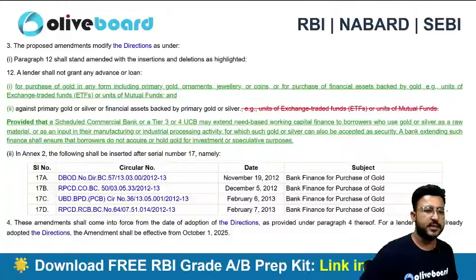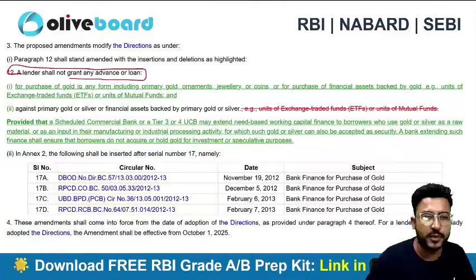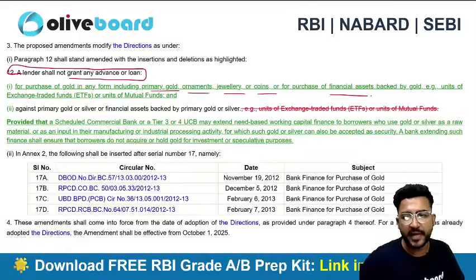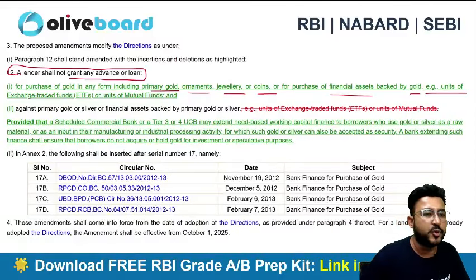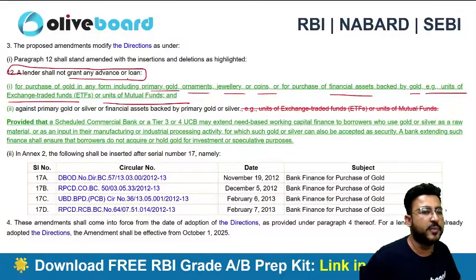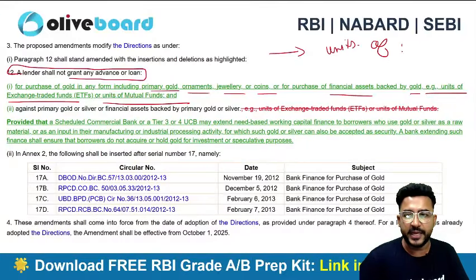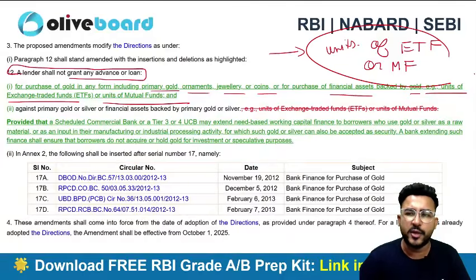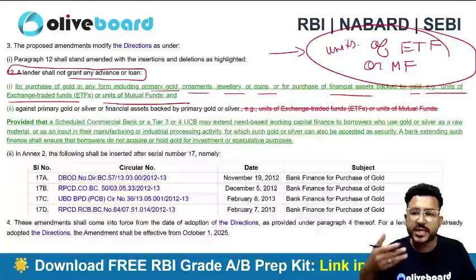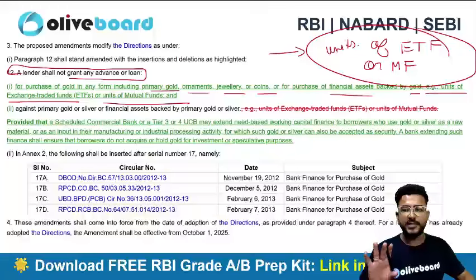What they have added is that the lender shall not grant any kind of advance or loan for the purchase of gold in any form, including primary gold, ornaments, jewelry, coins, or for the purchase of any financial asset backed by gold. Example, units of exchange traded fund or units of mutual fund. Let's suppose the bank won't be granting any kind of loans and advances on the basis of units of ETF or mutual funds, because they are not real gold, right? They are financial instruments which are backed by real gold, definitely, right?